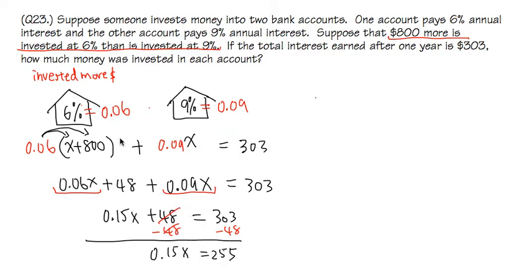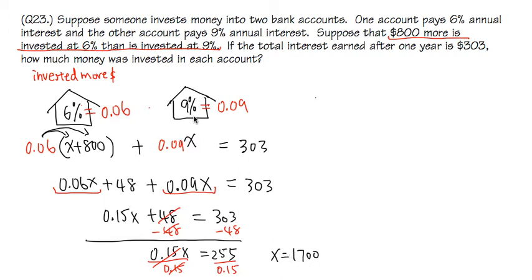And then what you do is you divide both sides by the number in front of the X. So you divide 0.15 on both sides. So that way this will cancel out. And you are going to get, you can just do this on the calculator as well, 255 divided by 0.15. And you should get X is equal to 1700. So 255 divided by 0.15, you get X is equal to 1700.